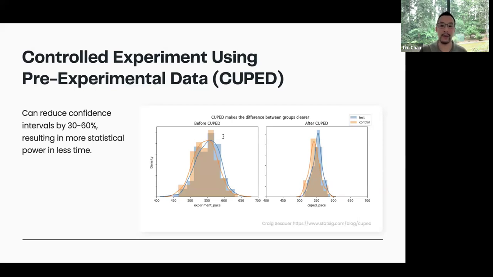In real-world online examples across a variety of metrics, actually across Statsig experiments using real metrics and real experiments, we see that CUPED can result in a 30 to 6% reduction in variance. This results in faster experiments, smaller sample sizes, and more precise decision making.